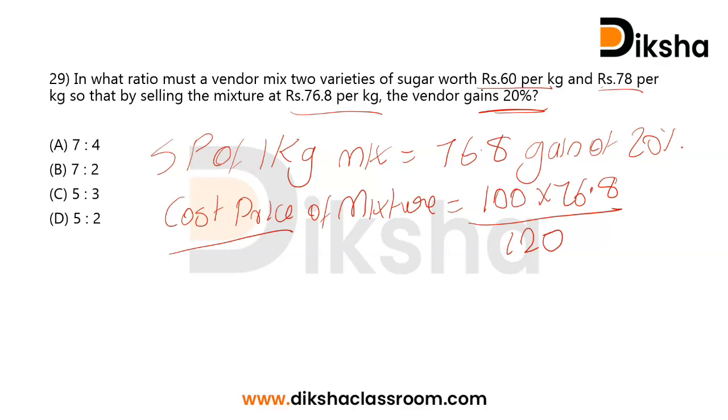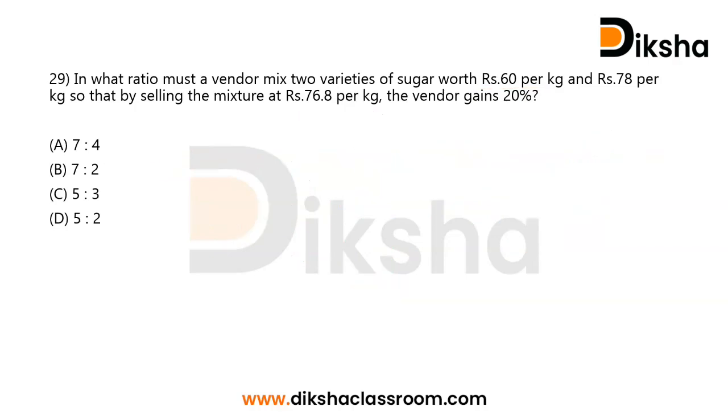So 100 into 76.8 by 120, you get the cost price of mixture as 64. Okay, now we have the cost price of mixture as 64. That's the cost price of mixture. Now remember, I hope you know the rule of allegation, the concept of ratio and proportion we'll be discussing.